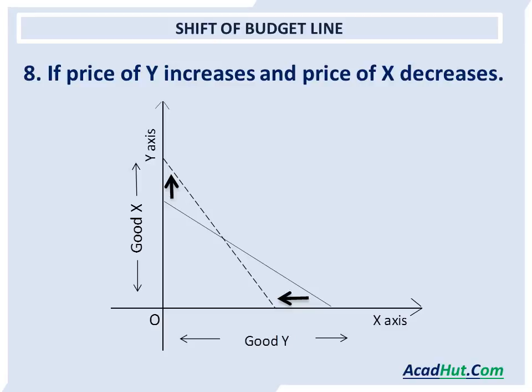In the same way we take the opposite case. If price of Y increases, then we will decrease the quantity of Y on X axis through the leftward arrow, and if price of X decreases, then we will increase the quantity of X on Y axis through the upward arrow which you can see.